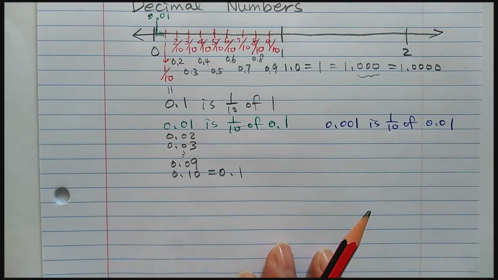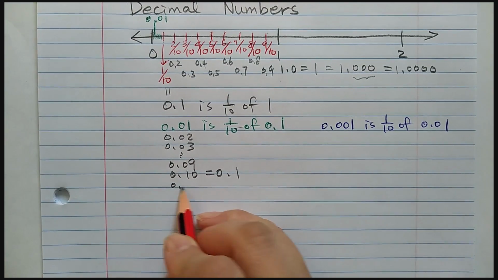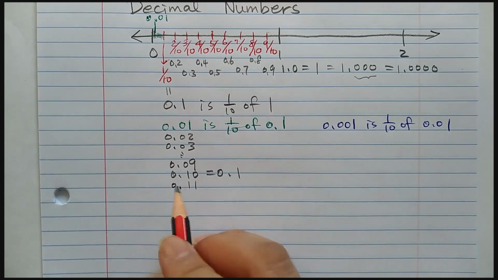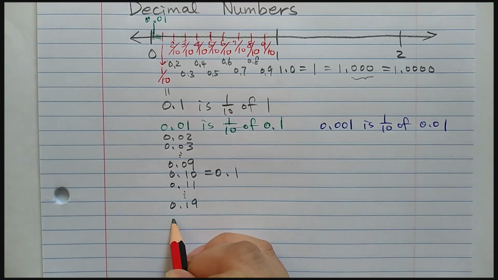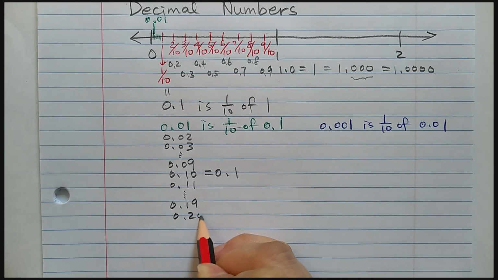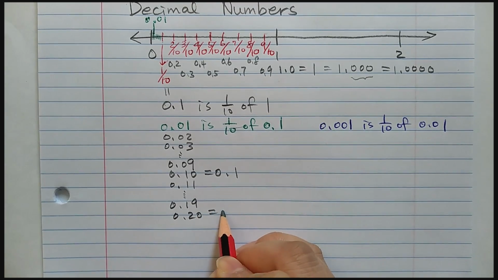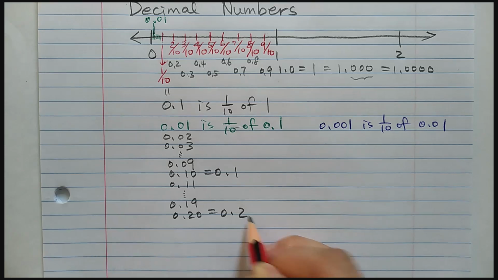And then 0.11, all the way to 0.19, and 0.20, which is 0.2.